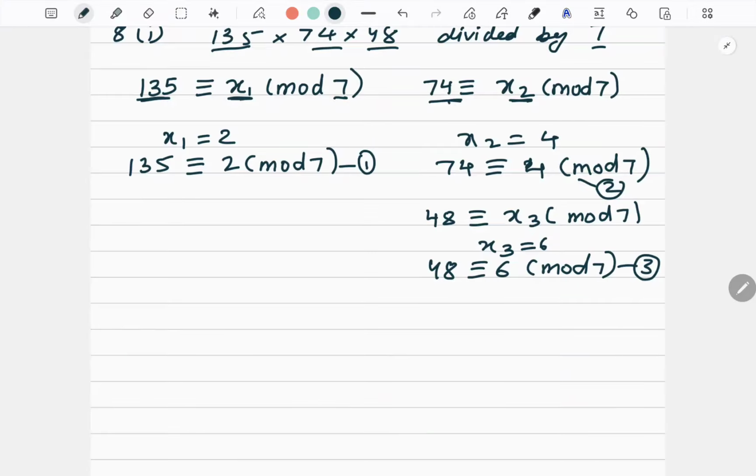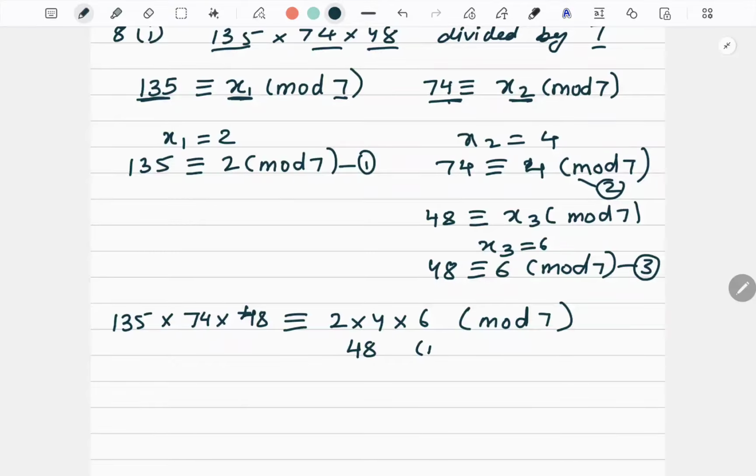Now I have 3 equations 1, 2, 3. Multiply all the 3 equations. What you will get? 135 into 74 into 48 congruent 2 into 4 into 6 mod 7, by using the property which I explained. Okay, now 6 4s are 24, 24 2s are 48. So 48 mod 7.